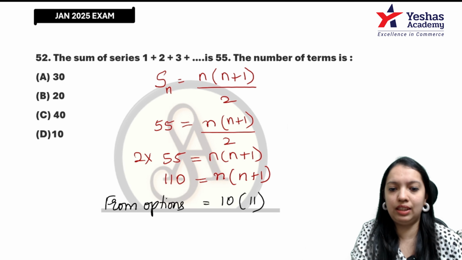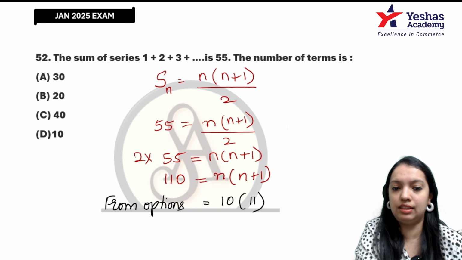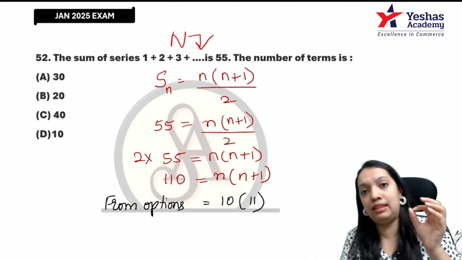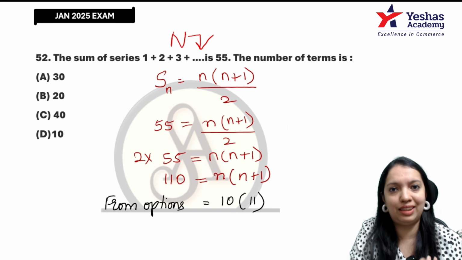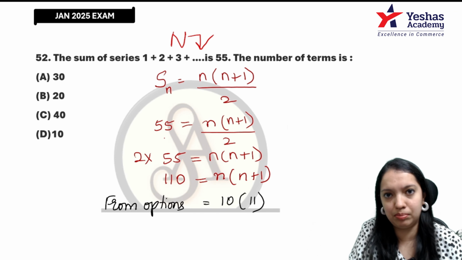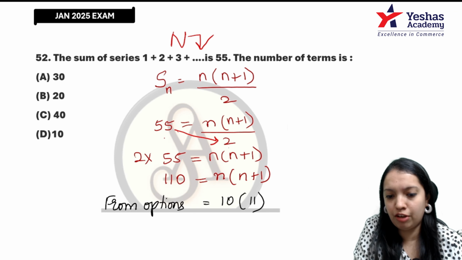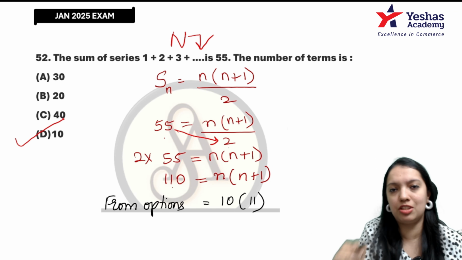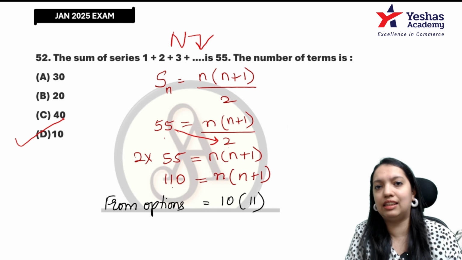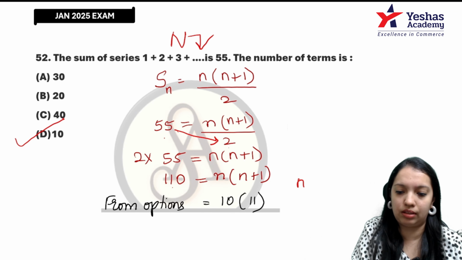Next, the sum of these series is 55. I can observe that these are the first 10 natural numbers, and the sum of the first n natural numbers is n into (n plus 1) by 2. So I have to find this n value where my sum becomes 55. Cross multiply. 55 2s are 110. The multiplication of two consecutive numbers from the options is 10 into 11, which is 110. So n value is equal to 10.